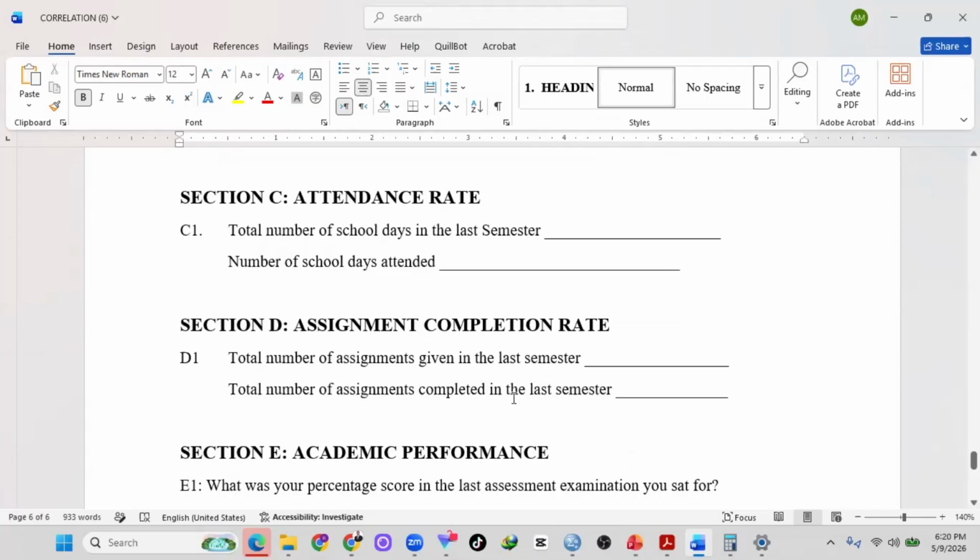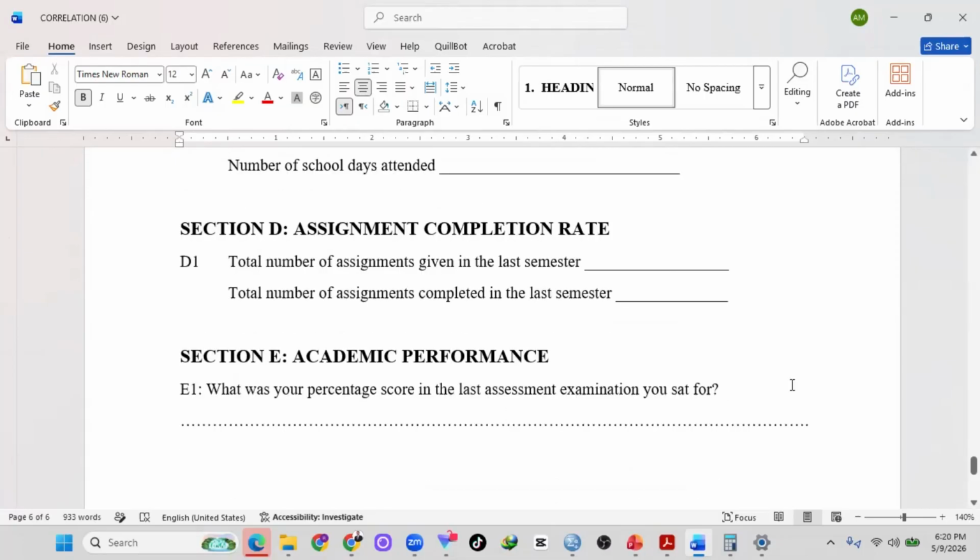Section E is measuring academic performance. The question we are asking is, what was your percentage score in the last assessment examination that you sat for? In many examinations, students are marked using percentages, and in most cases, the highest percentage is 100%. So we can know the mark that the student scored, and then we can compare that with the rest, because many of these can be expressed as percentages. So you see that the data that we collect here in academic performance is continuous data.